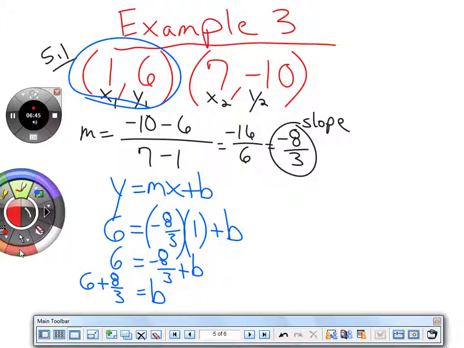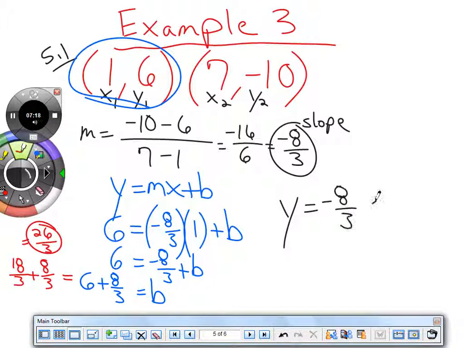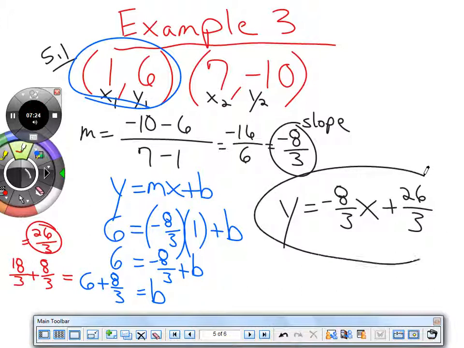You guys know that to be able to combine those, you need a common denominator. So 6 is actually 18/3 plus 8/3. So that means it's going to be 26/3. That's going to be the b, 26/3. So we got the b, we got the slope. Now we're ready to write the equation. The equation is y equals negative 8/3 x, and then plus 26/3. Okay?